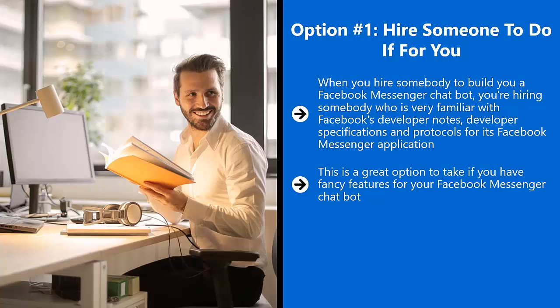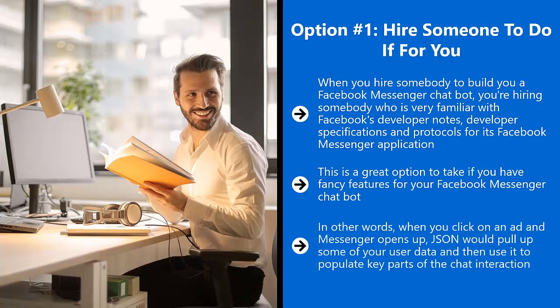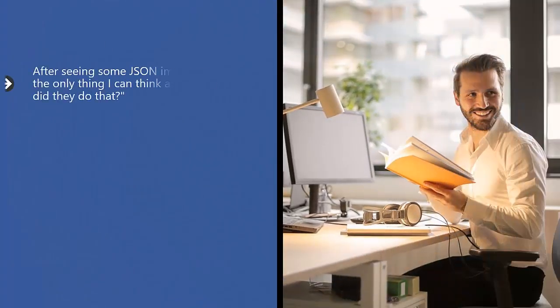For example, if you are looking to automate Messenger interaction after somebody clicks on an ad, you probably would need JSON integration. In other words, when you click on an ad and Messenger opens up, JSON would pull up some of your user data and then use it to populate key parts of the chat interaction. It's as if the Facebook Messenger chatbot got into your prospect's head. It's really amazing stuff. After seeing some JSON implementations, the only thing I could think about was, how did they do that? It's as if Facebook Chat is reading your prospect's mind.